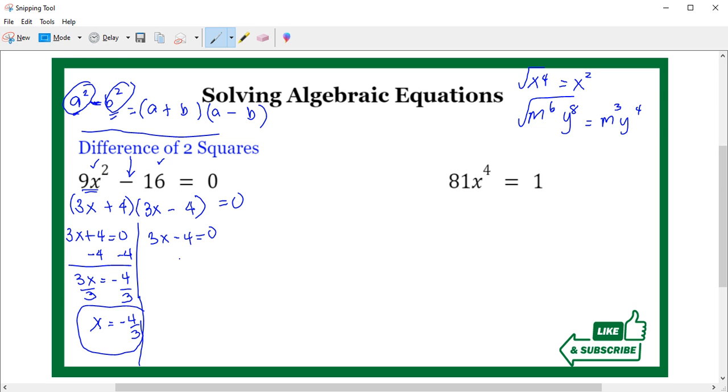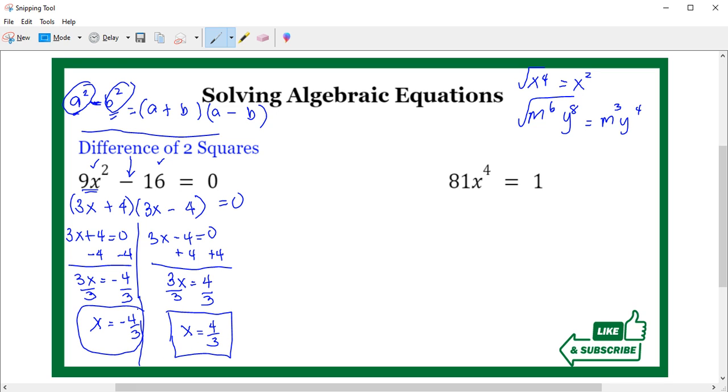Now, on the second one, we solve for x again, plus 4 because that's a minus 4, plus 4. You always do the opposite operation. So now you have 3x equals 4. You divide by 3, you divide by 3. x equals 4 thirds. So now this is your second answer.